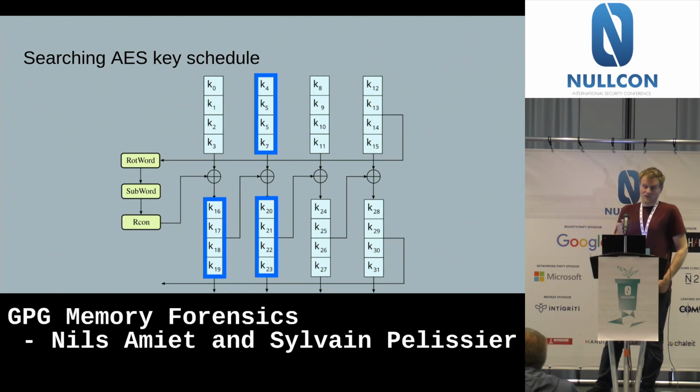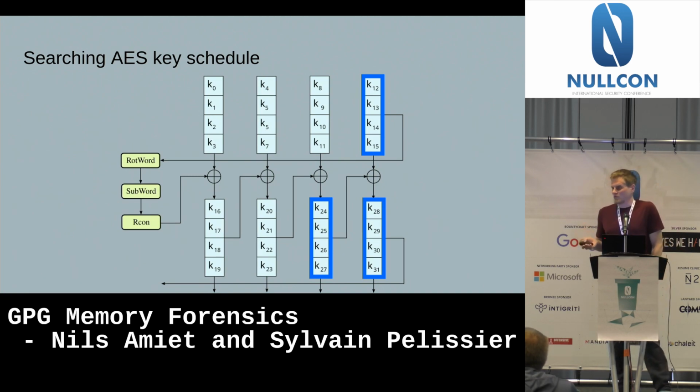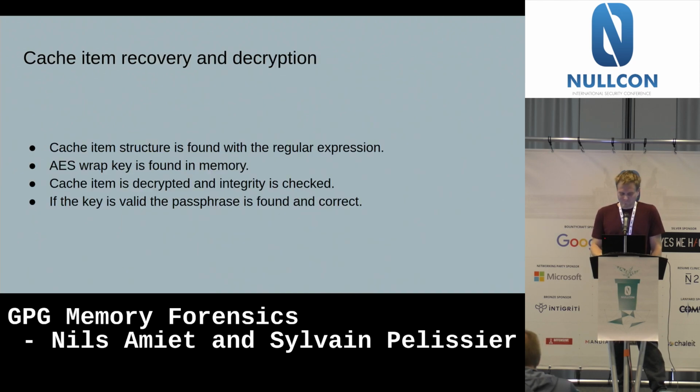We can repeat this if it's okay. If it's not okay, we can discard, it's not a good key. And if it holds, we can test the second word, the third word, and the fourth word. Then there is a high probability that we have an AES key in memory. So that's the way we identified the key in memory.